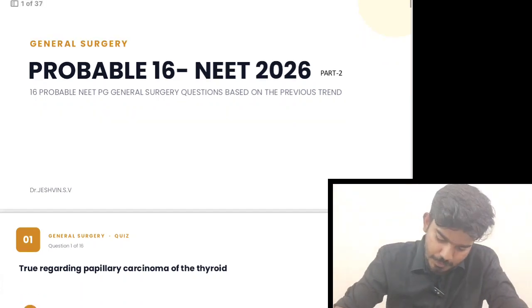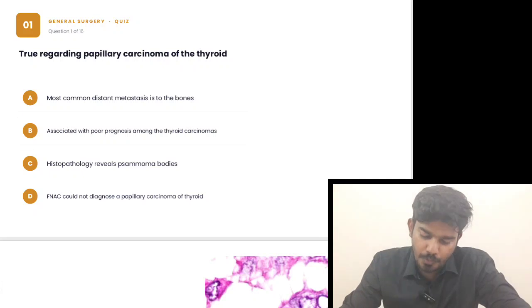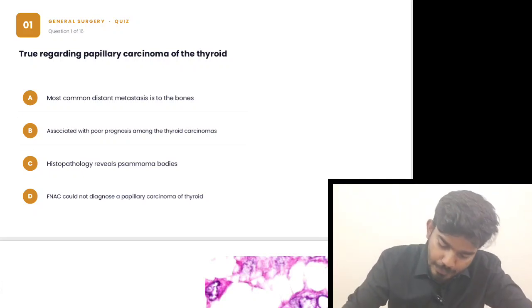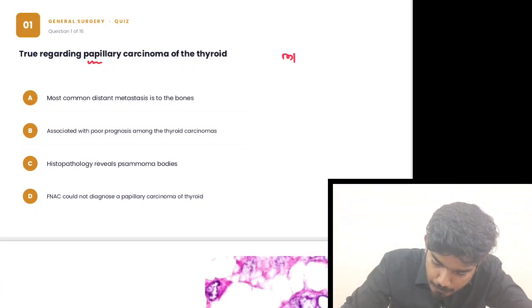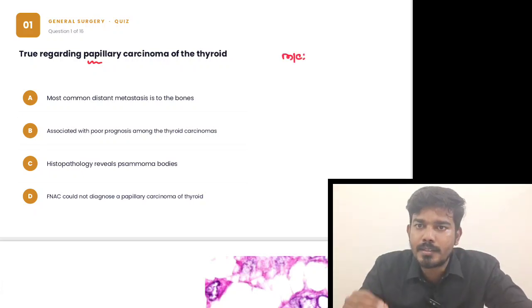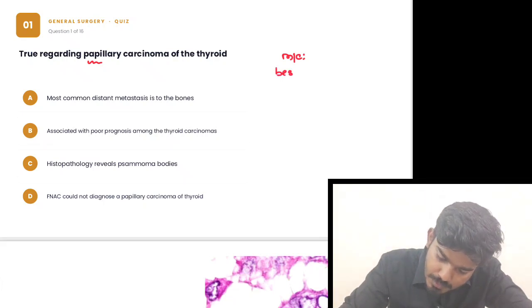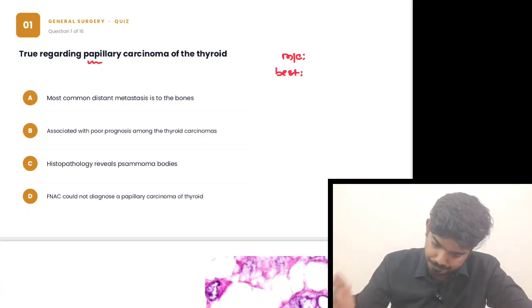Today the first question is: which of the following is true regarding papillary carcinoma of thyroid? We know papillary carcinoma of thyroid is the most common thyroid neoplasm. It is the most common thyroid malignancy. It is associated with the best prognosis among all the thyroid malignancies.